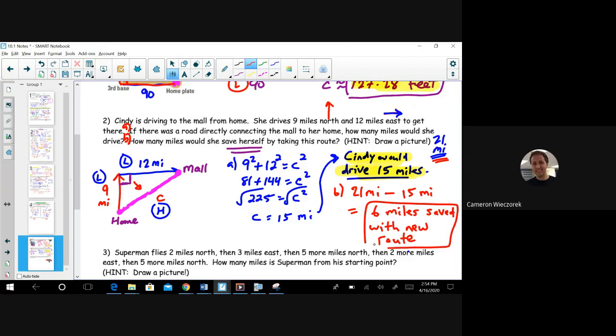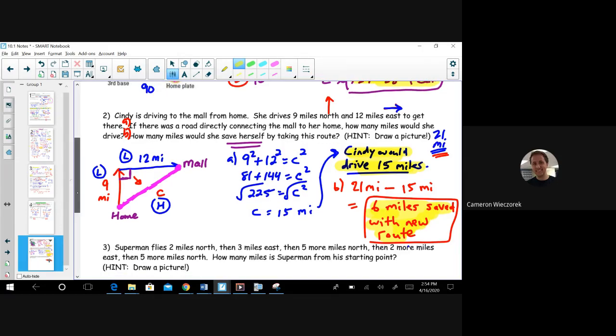So, you know, if she's only going to the mall one time, maybe for one day, maybe not a big deal to go the 21 miles. But if she needs to keep making trips to the mall, maybe it's the holiday time or somebody has a birthday coming up, those 6 miles can add up a lot. That's a whole tank of gas. You could save yourself some money, get something better, like a new math t-shirt, right?